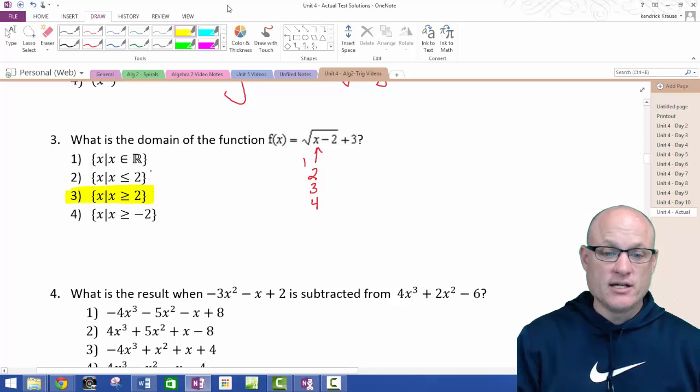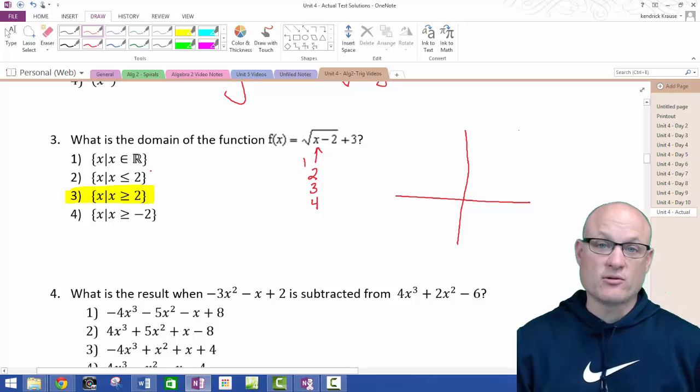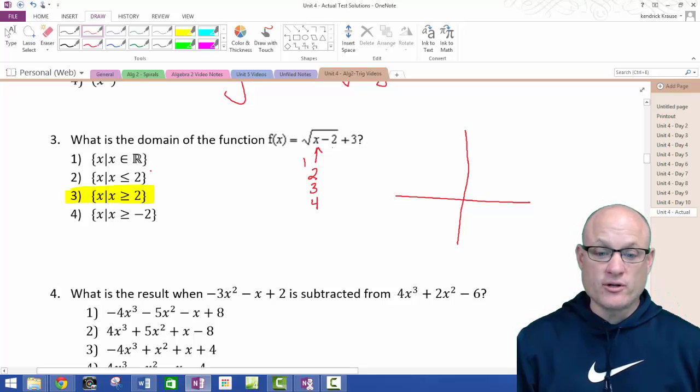Now, had you taken the time, and remember what we did with the graphs, if you remember the radical function, this is going to move 2 to the right and 3 up. 1, 2, 1, 2, 3, and it's going to look like that. Well, that means the domain starts here and goes forever and ever and ever, greater than or equal to 2.